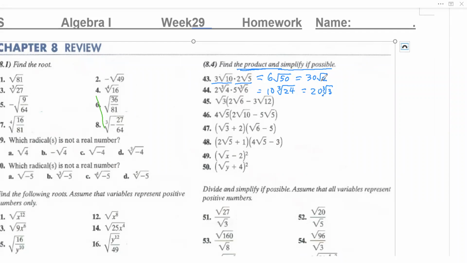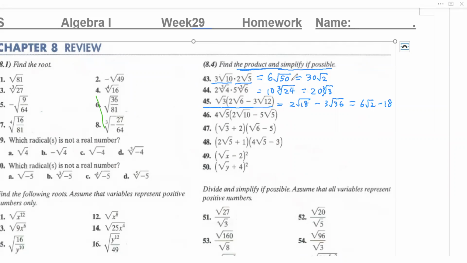Don't forget this part. 45. This part actually you need to distribute inside, right? Distribute inside. So you became 2 cubic root 18. Here became 3 square root 36, right? 3 times 12. So you got here, this one is easy, right? So 3 square root 2. So you got 6 square root 2 minus 3 times 6, 18. We'll stop here, right? We cannot go further to combine or simplify.